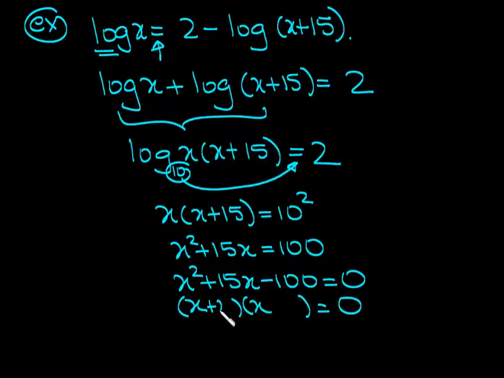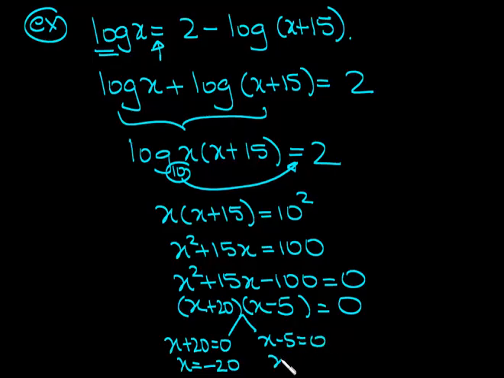I get (x plus 20)(x minus 5). This product is 0. That tells me one of them is 0. So I get x is equal to minus 20. You get x minus 5 is equal to 0. So I get x is equal to 5. So now the question is, am I done?